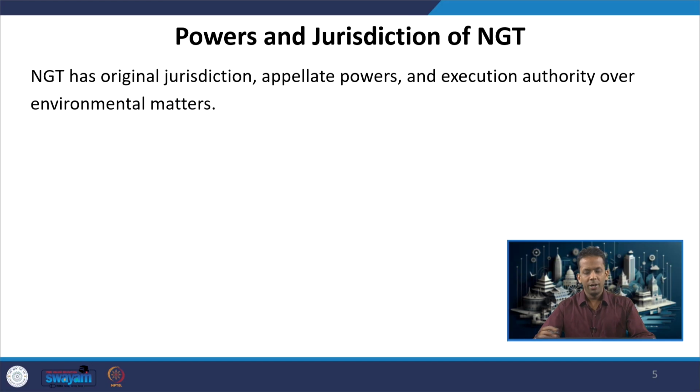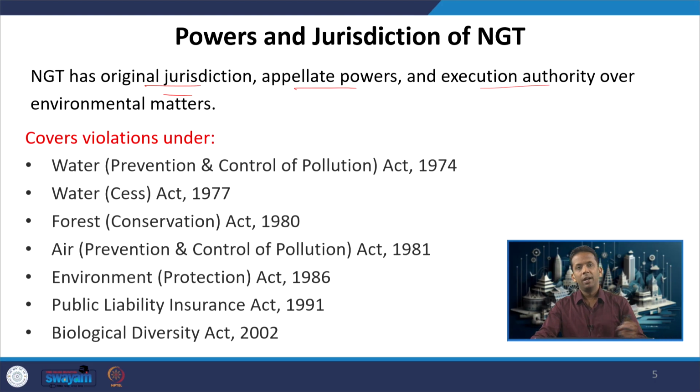So, if you look at the powers and jurisdiction of NGT, it has its own original jurisdiction, appellate powers and execution authority over environmental matters, and it typically covers the violations under 7 different types of acts. One is Water Act, Water Cess Act, Forest Act, Air Act, Environment Protection Act, Public Liability Insurance Act and Biological Diversity Act. So, most of the acts with the name itself are conveying what they relate to, but Public Liability Insurance Act we did not talk about earlier.